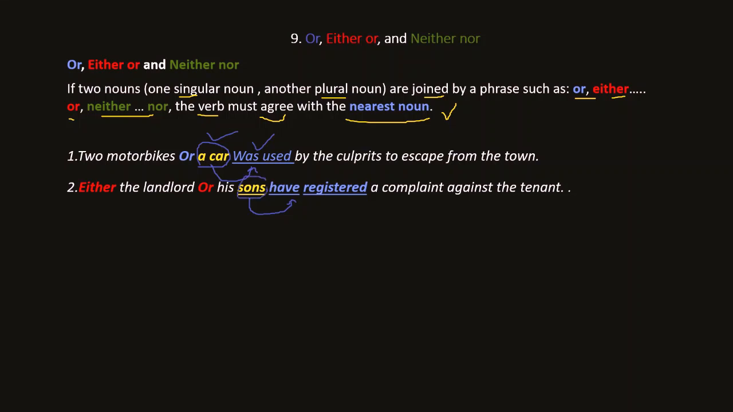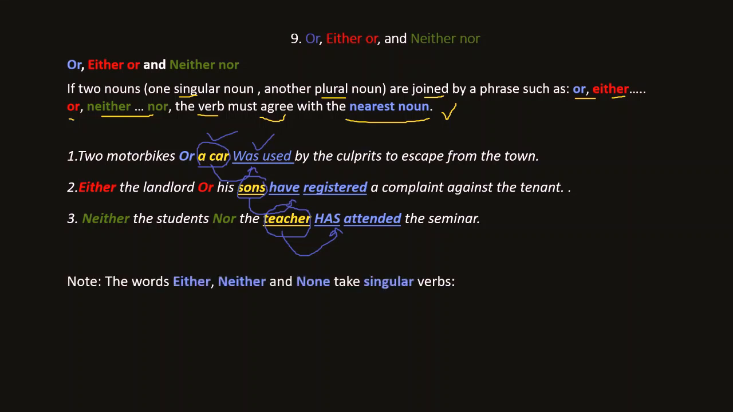Look at the third sentence. Neither the students nor the teacher has attended this seminar. Why do we use a singular verb? It's because the nearest noun is teacher, which is a singular noun. Hence we say has attended. Note the words either, neither, and none take singular verbs on GMAT sentence correction questions.